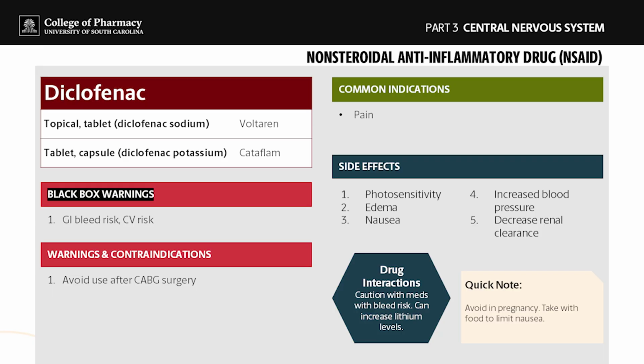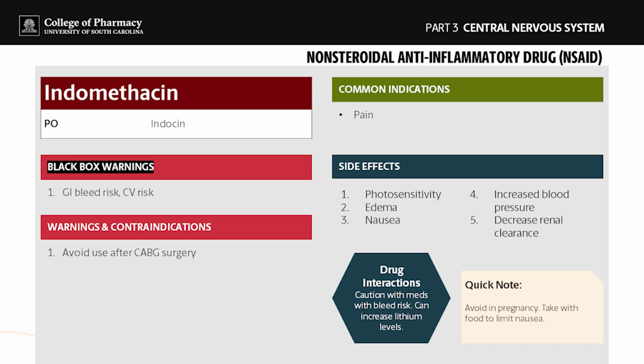Some of the side effects would be photosensitivity, swelling or edema, nausea, increased blood pressure, and decreased renal clearance. The black box warning for this, you can see it, is a GI bleed, and cardiovascular risk is there as well. We also want to make sure we take this in the capsule or tablet forms with food to limit the nausea and the GI risk.